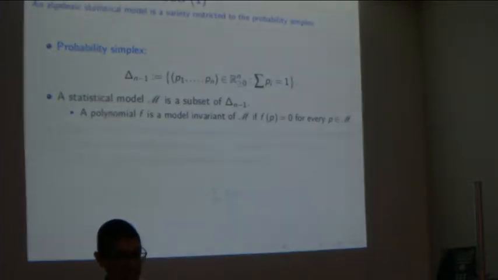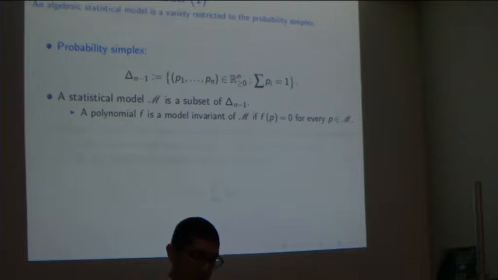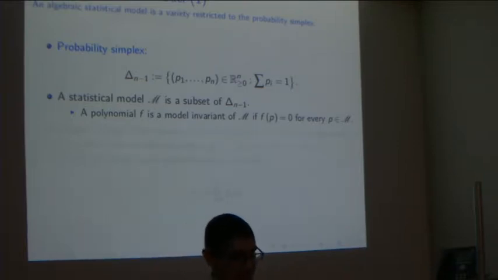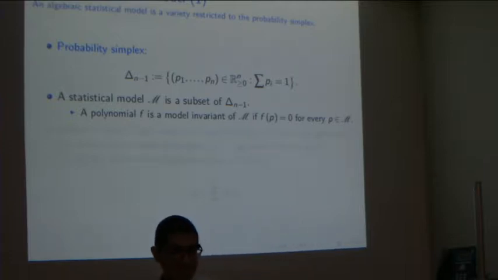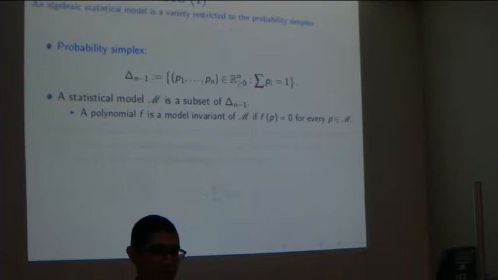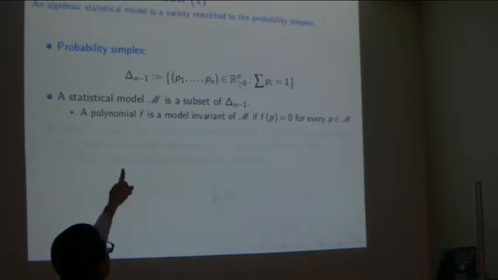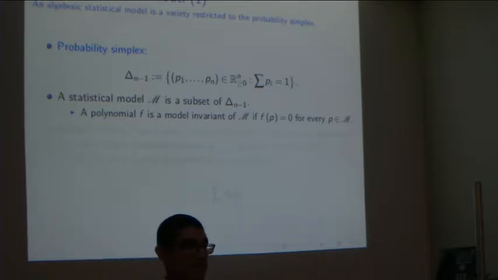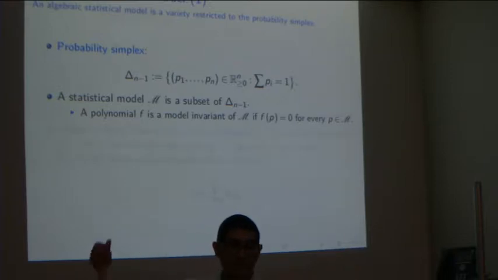So, algebraic statistical models. The first word that I want to say is probability simplex. What do I mean by this? This is going to be the subset of the positive real numbers where all the coordinates sum to 1. That's this delta n minus 1. The n minus 1 denotes the dimension of this set. A statistical model is just a subset of this probability simplex.